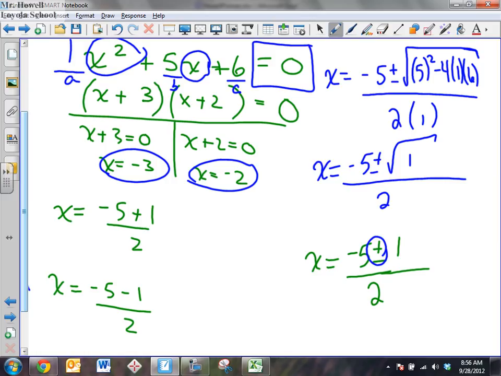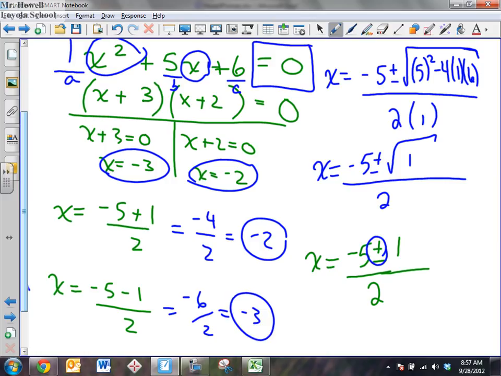Let's do this. -5 plus 1. What's -4 divided by 2? Over here, -5 minus 1 over 2 is -3. And take a look. My 2 answers, aren't they the same? These 2 match up right here, and these 2 match up right here.